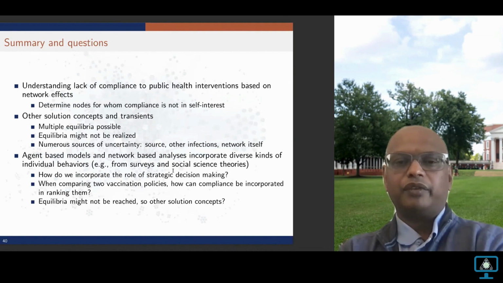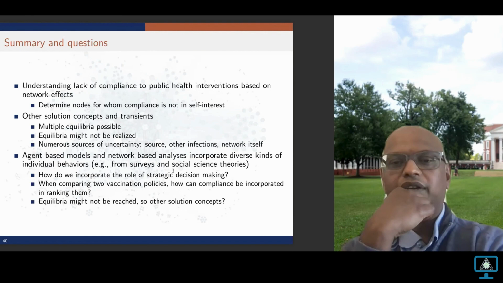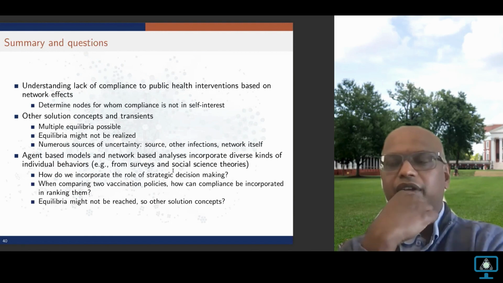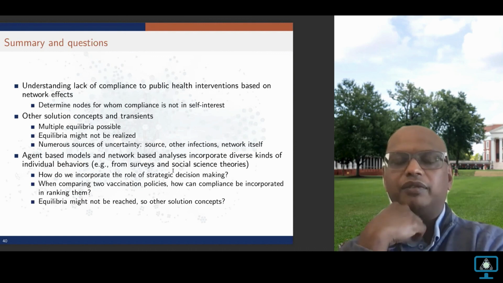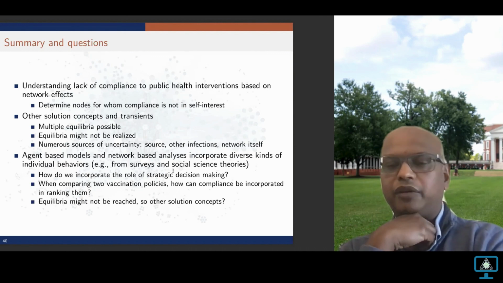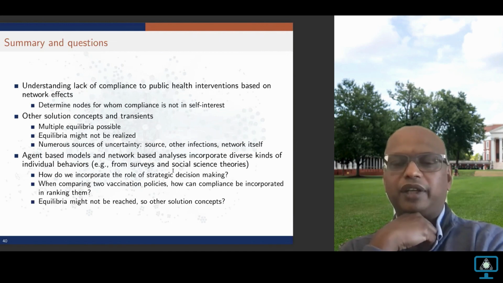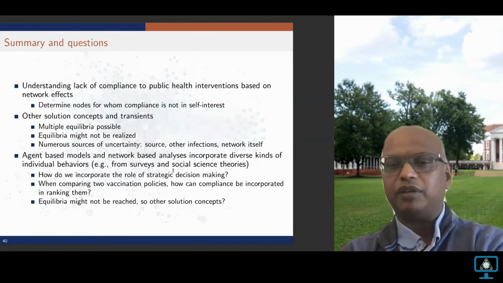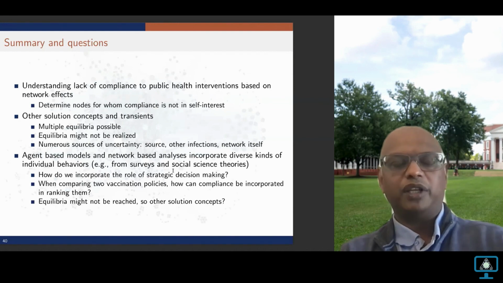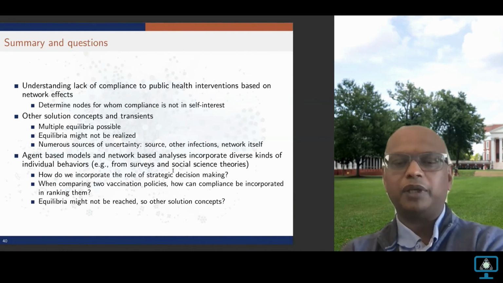There are a number of sources of uncertainty, like the source of the outbreak, other infections, meaning who else is infected, who else is vaccinated, what kinds of strategies they've used, what information is available. Also the network itself. Maybe it is realistic to know good information about the immediate neighborhood, but the network as a whole, probably we know some properties maybe.